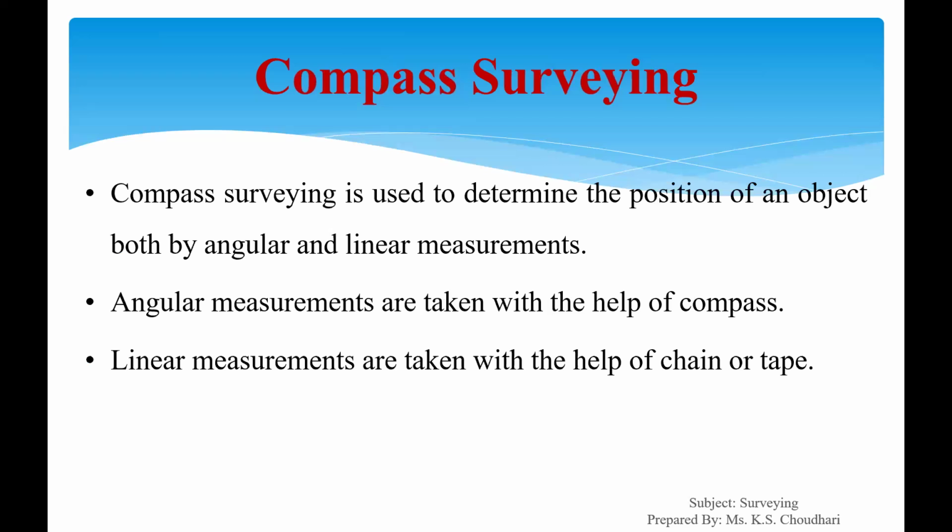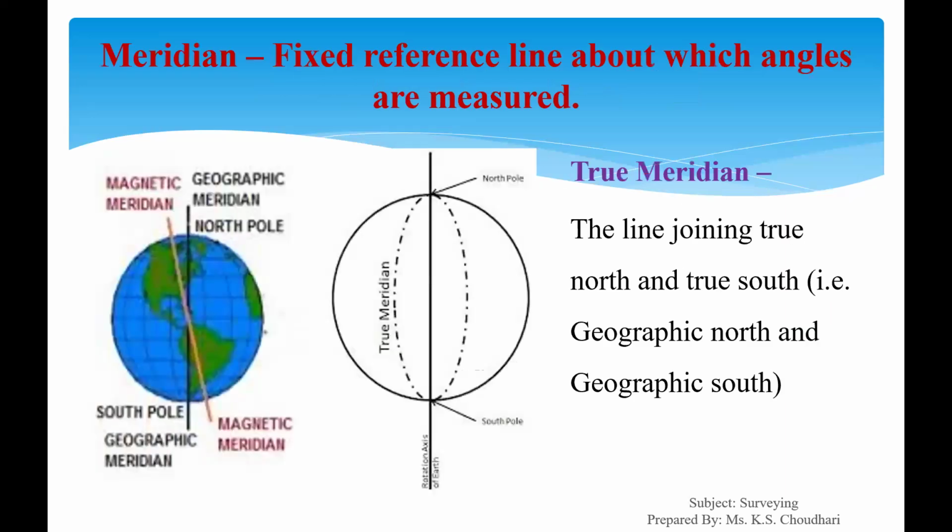Compass traversing, that is, compass survey. Compass surveying is used to determine the position of an object by both angular and linear measurements. Angular measurements are taken with the help of a compass and linear measurements are taken with the help of a chain or tape. Now, the meridian. Meridian is the fixed reference line about which angles are measured. Now, observe both diagrams carefully and try to understand the definition of meridian.